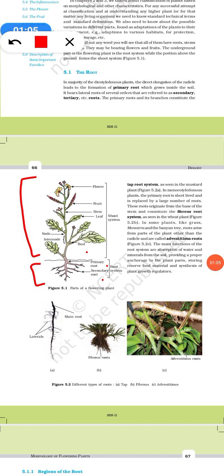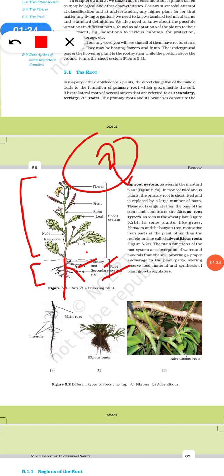If we talk about the roots, there are two kinds of root, primary root and secondary root. So what is the primary root? Primary root is a direct elongation of the radicle. You will remember the seed had a plumule and a radicle, right? Whatever grows from the radicle is known as the primary root. That is the direct one. Whatever lateral roots follow are the secondary roots. Further on we can have a tertiary root, etc.